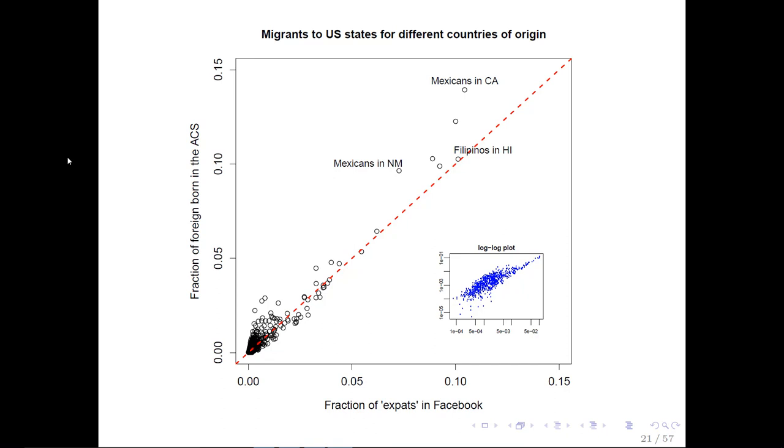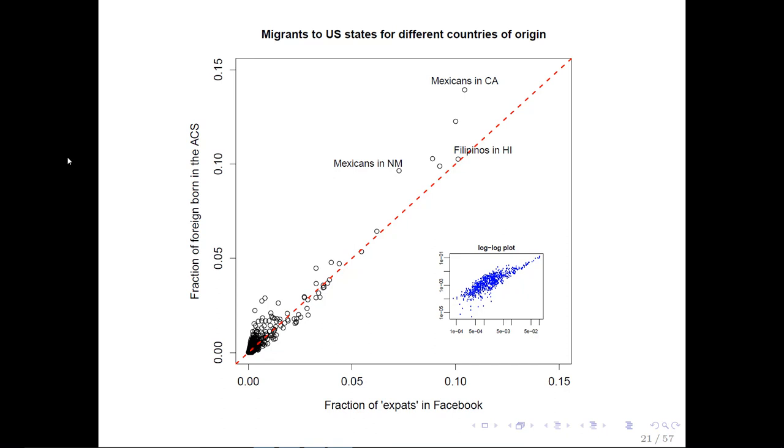And so this chart showed us that there is some signal there. There may be a lot of noise, but there's also some signal. If we look at the log-log plot, there's a fairly linear relationship. We could also say that Facebook tends to underestimate migrants.